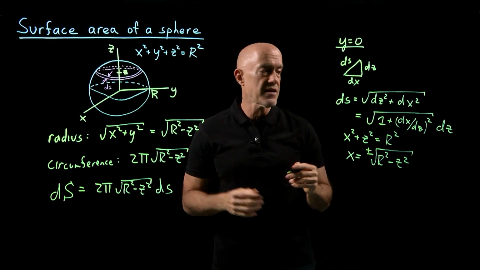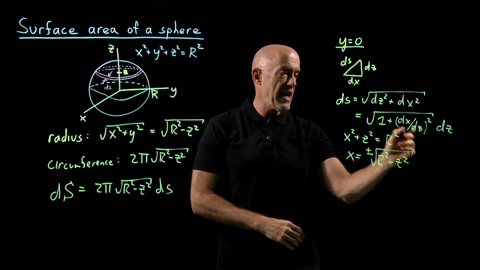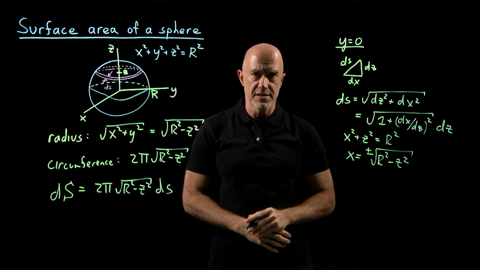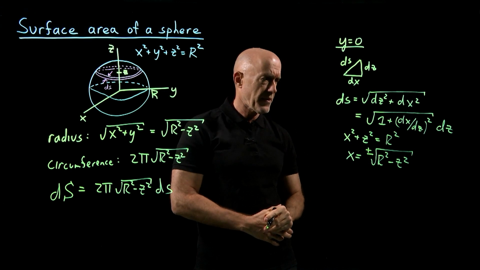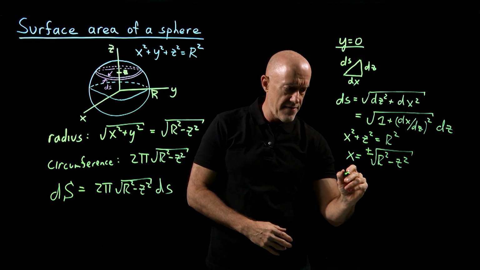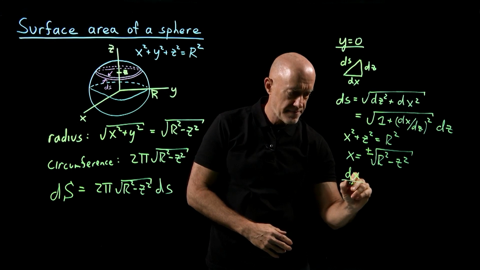In the end, it's not going to matter because I'm going to have a (dx/dz) squared, so that plus and minus sign will get squared away. So now we should take the derivative here. So we have a dx/dz.